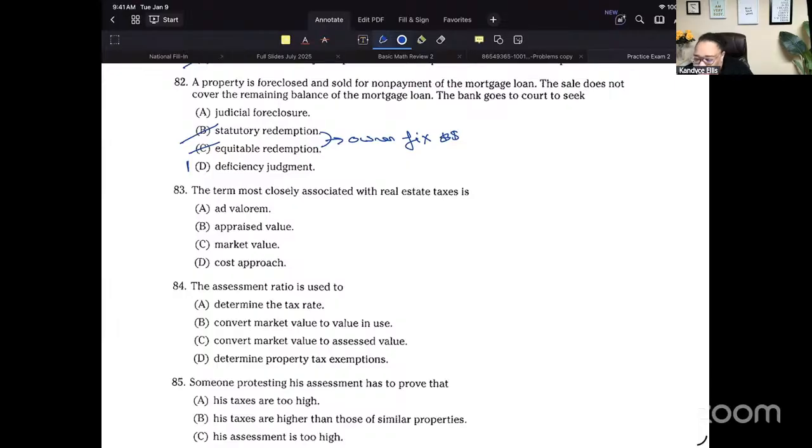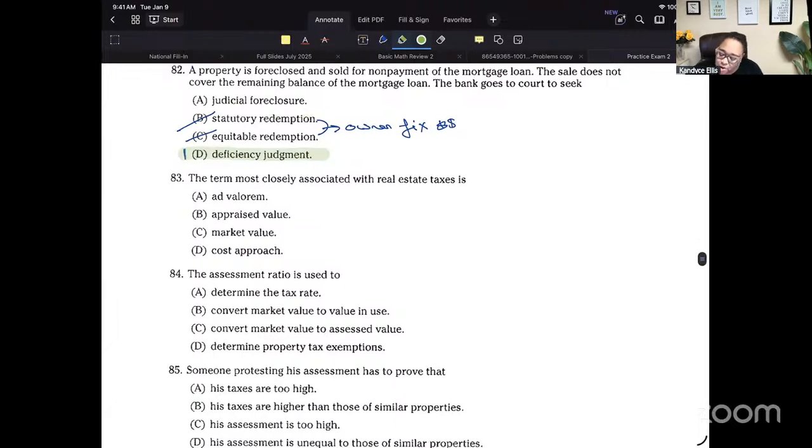All right, Caroline says D, Stacy says D, and of course, Trix is going to give me D's nuts. It's never going to get old. It's never, because yeah, it's D for deficiency judgment.